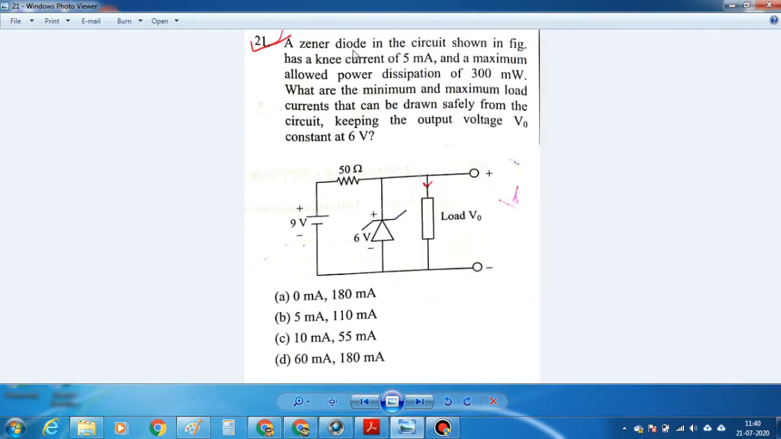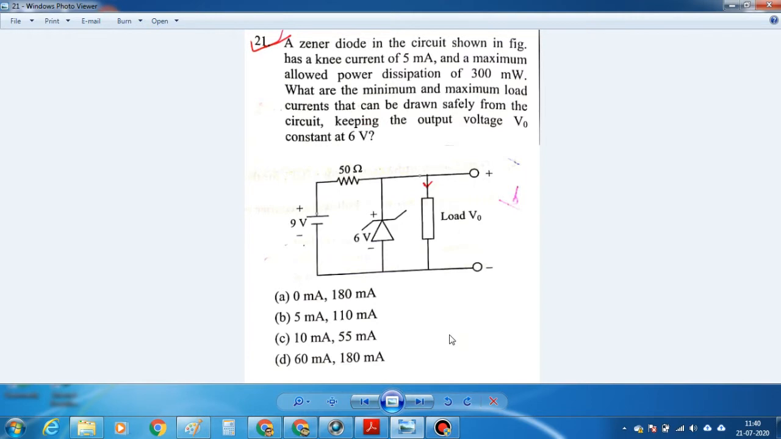So question number 21. A Zener diode in the circuit shown in the figure has a knee current of 5 milliampere and the maximum allowed power dissipation of 300 milliwatt. What are the maximum and the minimum load currents that can be drawn safely from the circuit, keeping the output voltage V out constant at 6 volt?